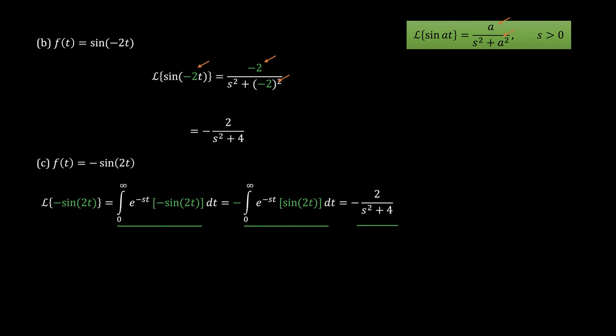So to sum this one up, the Laplace transform of negative sine of 2t would just be negative the Laplace transform of sine of 2t right there. Okay, so negative 2 over s squared plus 4.